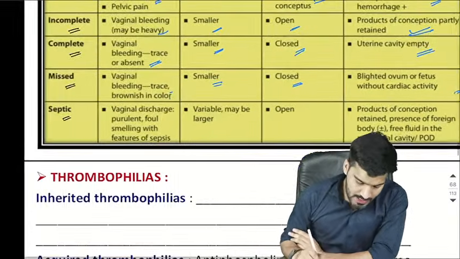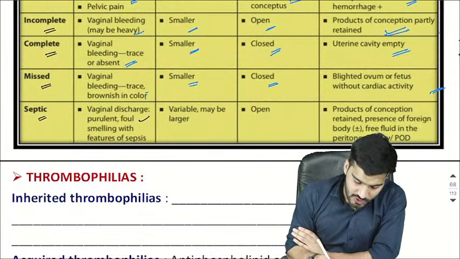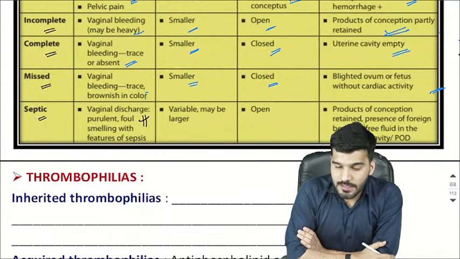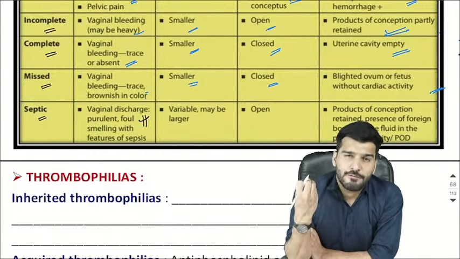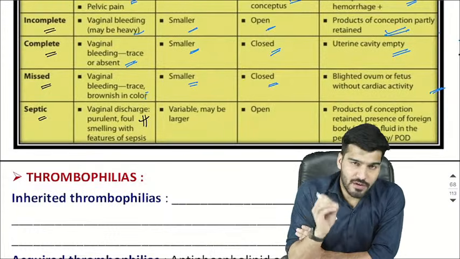Okay? Next is septic abortion. Septic abortion means there will be a vaginal discharge, along with features of sepsis. What will be the features of sepsis? There will be fever, foul smelling discharge, increased C-reactive protein, and increased ESR. All these findings will be there.